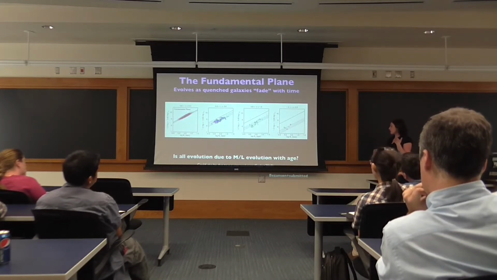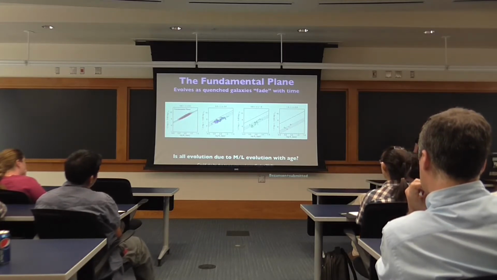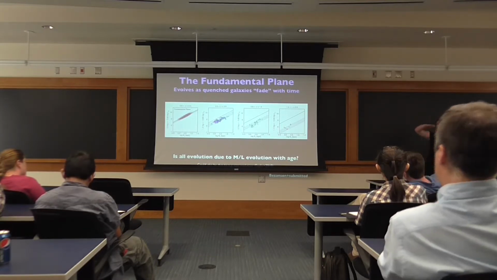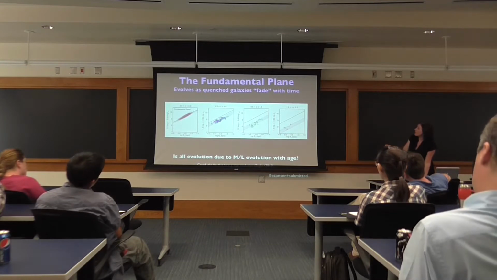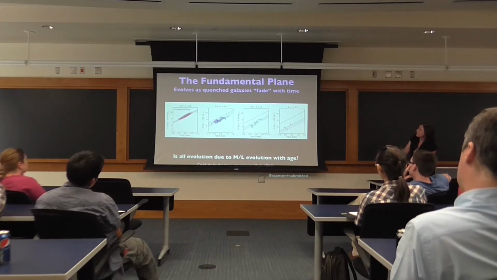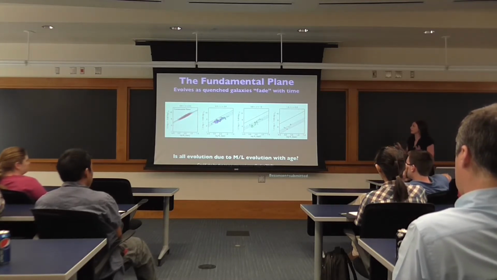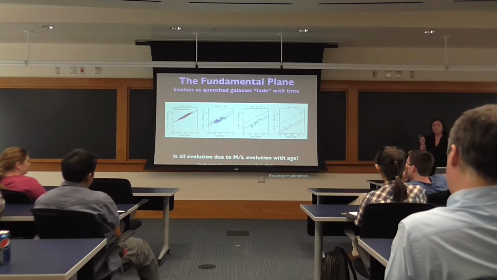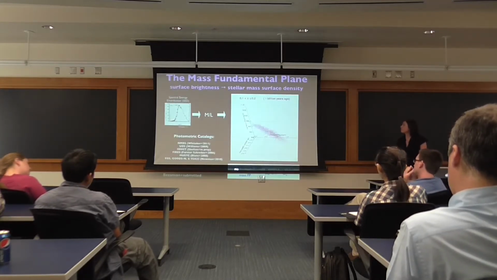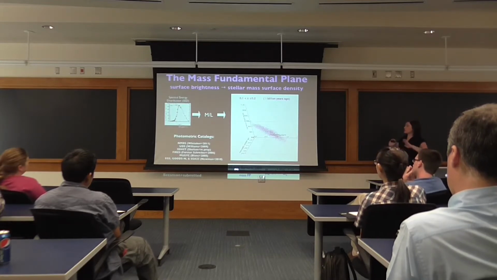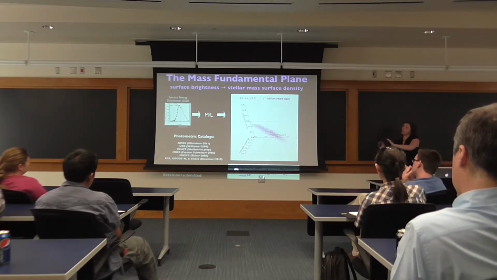So it's been suggested that this isn't just an evolution of the mass to light ratio, but that it also incorporates the evolution of the sizes. One way to put it is that size evolution doesn't evolve you strictly within the fundamental plane. Size evolution might evolve a galaxy perpendicular or somehow tangential to the fundamental plane. And so what we've done is to go about testing this in one particular direction.